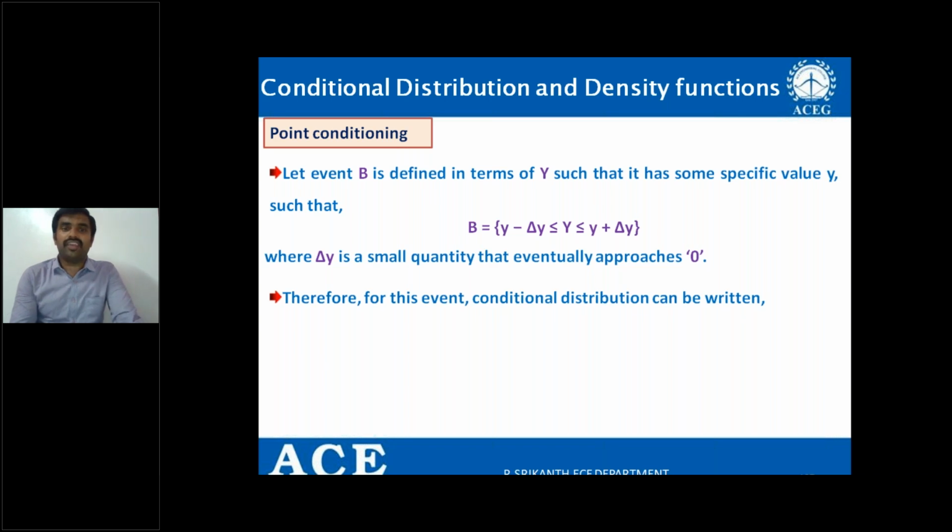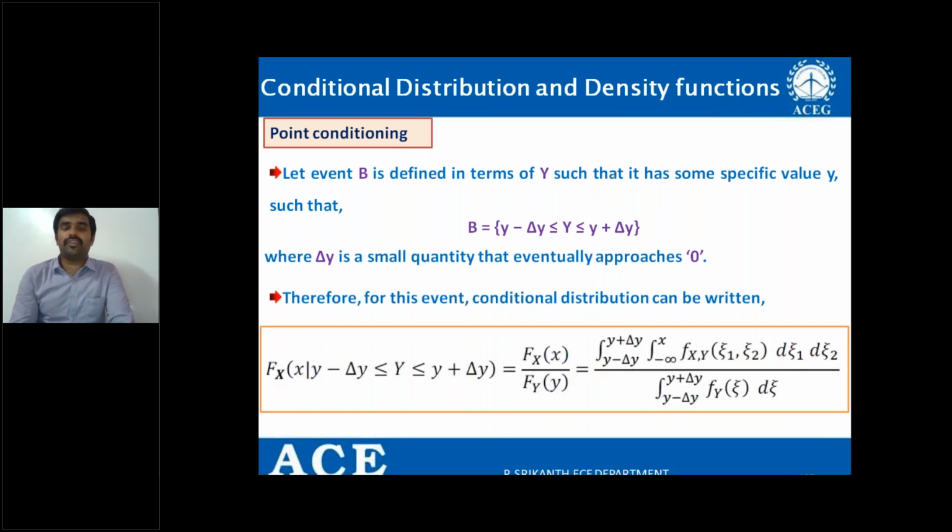But therefore for this event, the conditional distribution can be written. Why? Because for a continuous random variable, you cannot select only one particular point. An interval you can select, and I am making that interval a point here by letting delta y be almost zero, right? So therefore, the conditional distribution function can be written like this: Fx of x given B. What is B now? Y minus delta y less than or equal to y less than or equal to y plus delta y. Which is nothing but Fx of x by Fx of y.